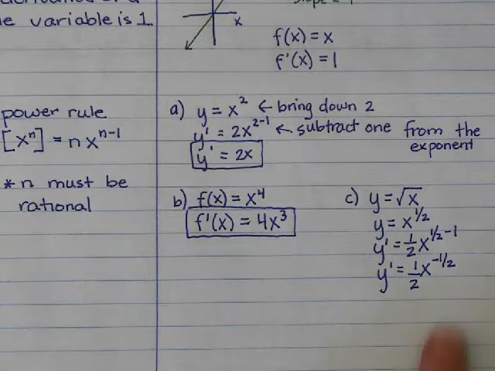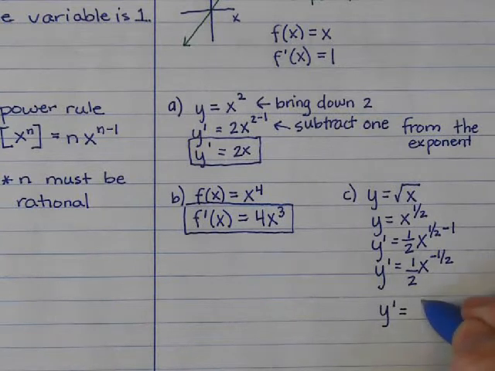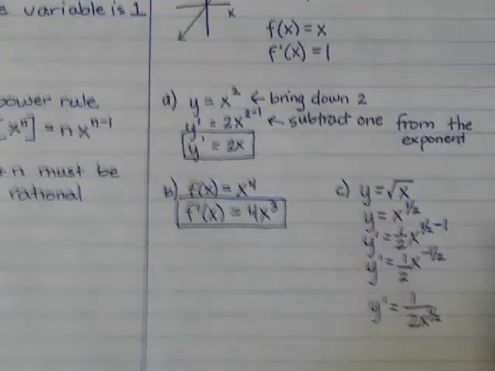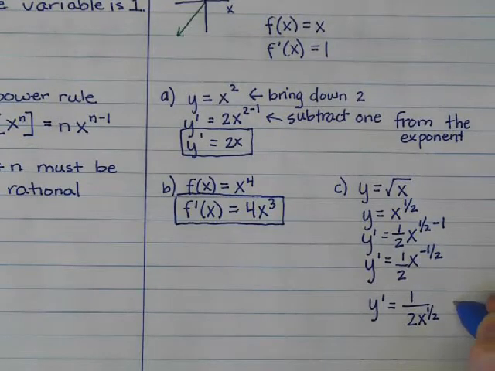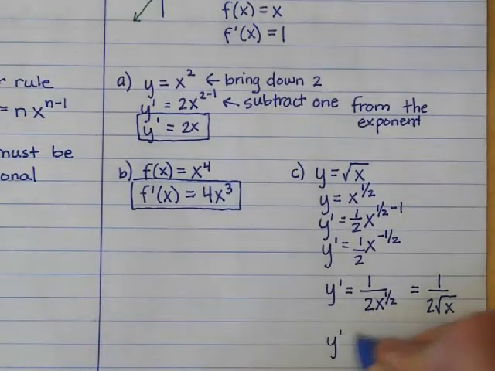Okay, now sometimes we just leave our answer like that. Sometimes, and you'll see because of how it's written in the back of the book, we're going to write it as 1 over 2 x to the 1/2, or on the worksheet, x to the negative 1/2. If I bring it to the bottom, it becomes positive. And remember, the 1/2 is only on the x. It's not on that 2. Okay, so I could say that y prime.